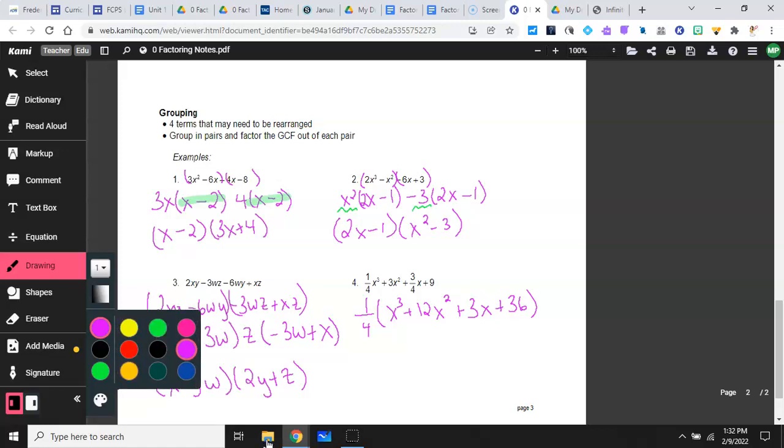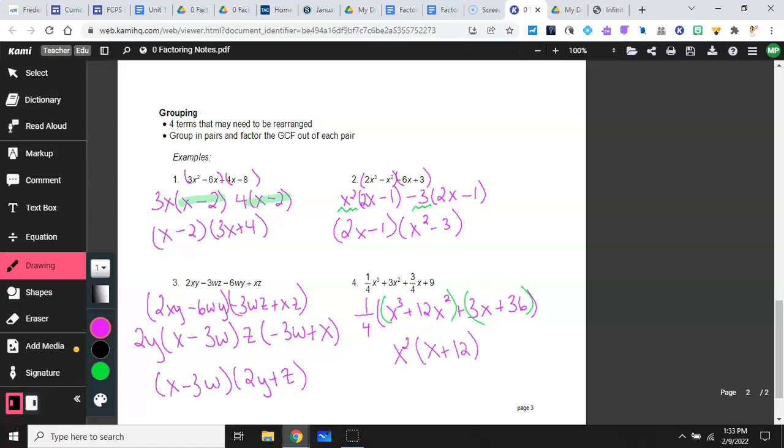No worries on that. So let's go ahead. We're going to group the first 2 now and the last 2 and see how we go here. Between x to the third and 12x squared, I can pull out an x squared. I'm left with an x plus 12. 3 and 36, I can pull out a 3, and I am going to be left with an x plus 12.